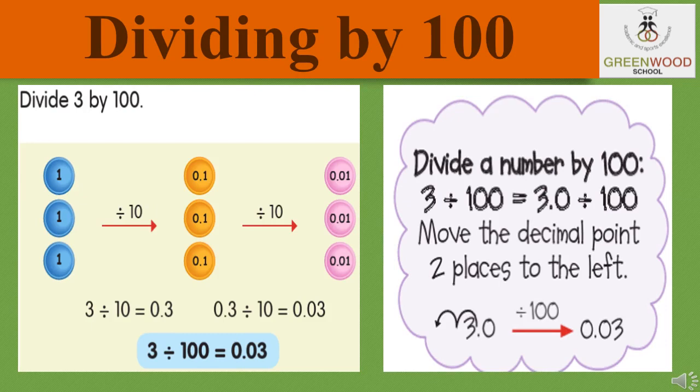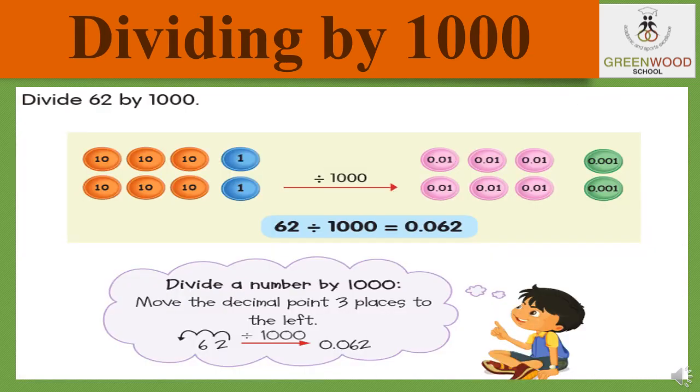Next is dividing by 100. Divide 3 by 100. 100 has 2 zeros. So we'll move the decimal point 2 places to the left. Now 3 we can write as 3.0. So this decimal point will move before 3, 2 places. So the answer will be 0.03.